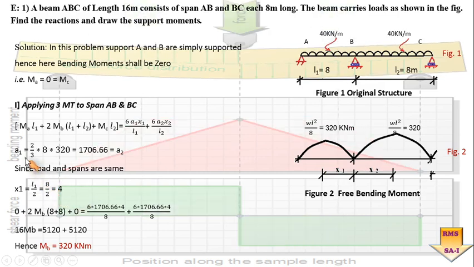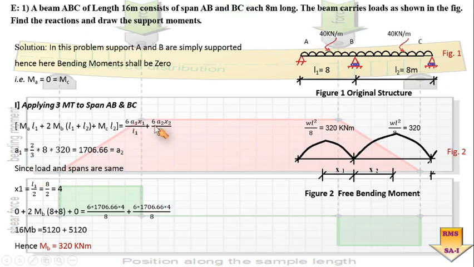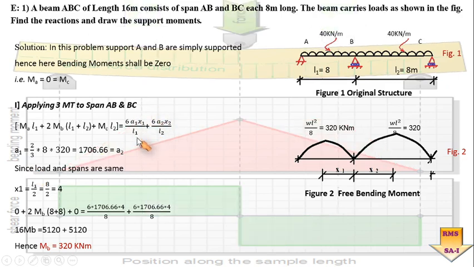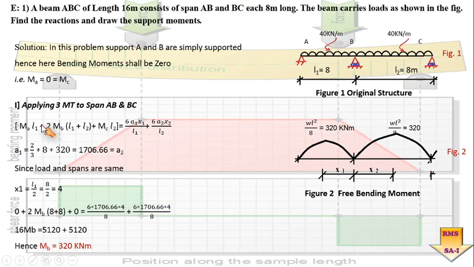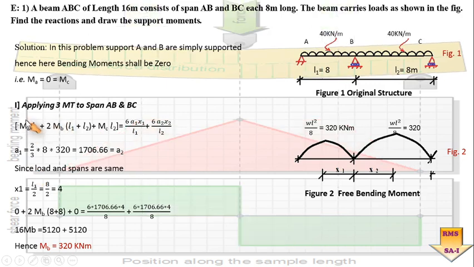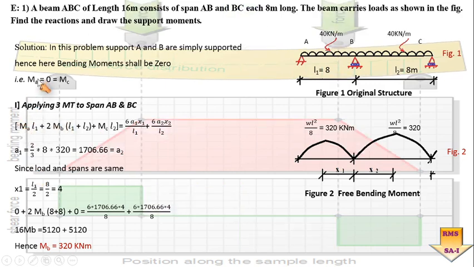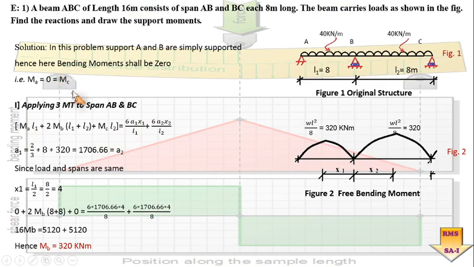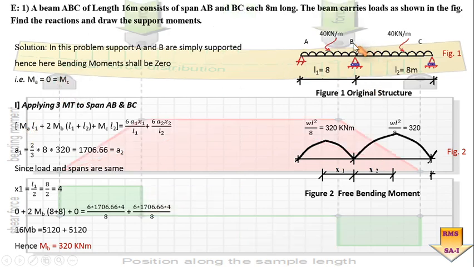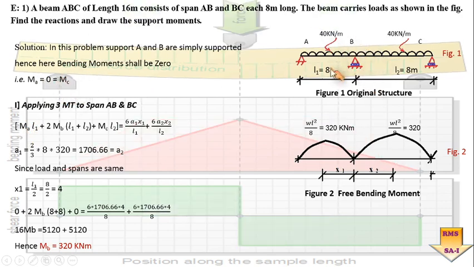Now all these A1 x1 values and A2 x2 values are to be substituted in the Clapeyron's theorem. As far as the left hand side part is concerned, as I have told you earlier, MA has to be equal to 0 and MC also has to be equal to 0. Due to the partial fixity, there will be the occurrence of MB, so that we are interested in finding out.